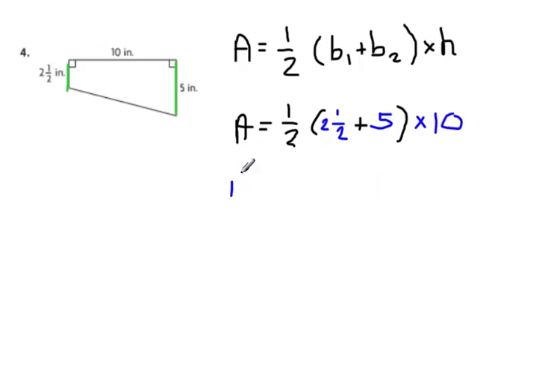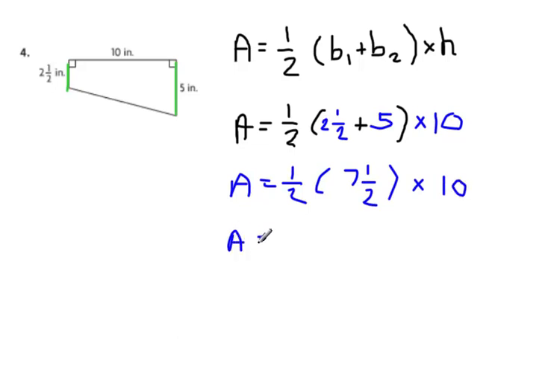Alright, so the next step is to add, we always add the parallel sides together. That's always first. And if you add 2.5 plus 5, you're going to get 7.5. 7.5 times 10. Alright, so the next step is to take advantage of compatible numbers, or that's what I'm going to suggest you do. Commutative property says that we can multiply these in any order, so I'm going to suggest that we take half of this, because we can do that in our head. Half of 10 is 5. And then we have to take that and multiply it by 7.5.